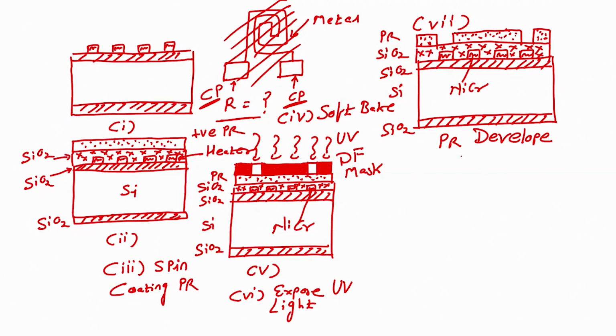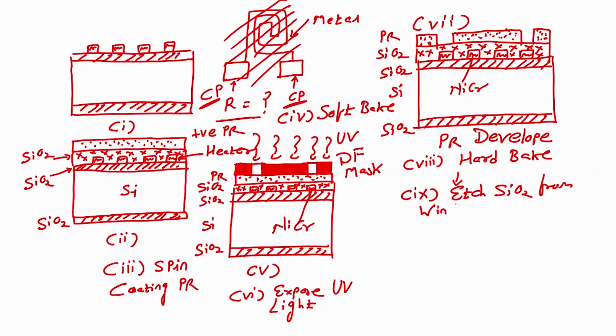right. So, now after this PR developer, I have to perform the next step, which is my step number 8, that is your hard bake. Step number 9 would be etch SiO2 from windows, right. This one is the window. We are etching silicon dioxide from windows using buffer hydrofluoric acid.